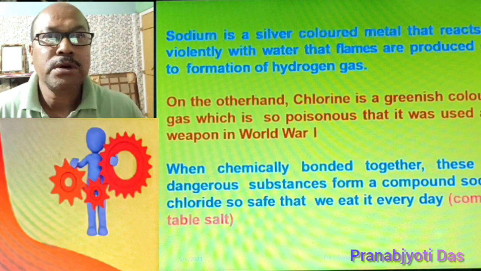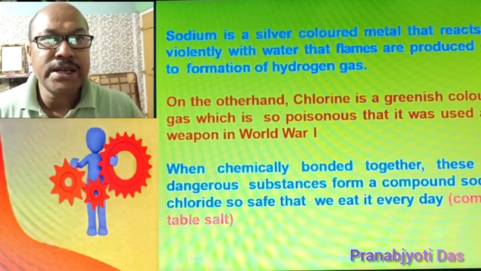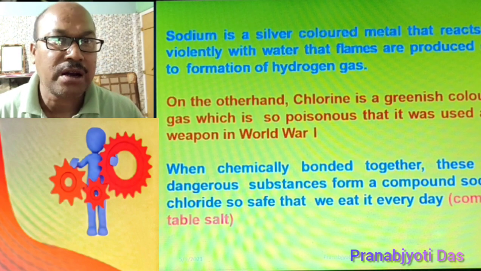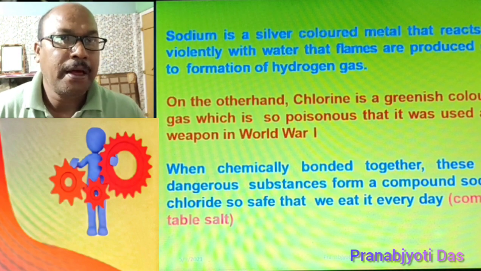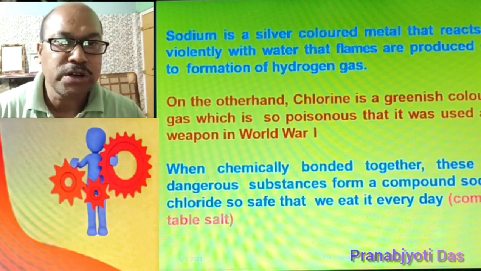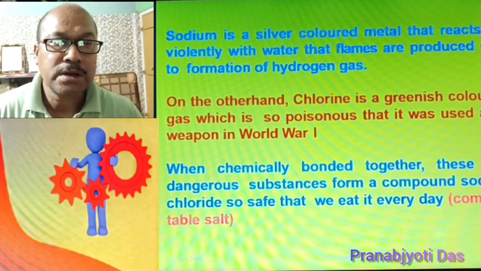Now come back to chlorine. Chlorine is what? It has a greenish color. So this gas will appear a bit green in color. And it is a very poisonous gas. Extremely poisonous, chlorine.